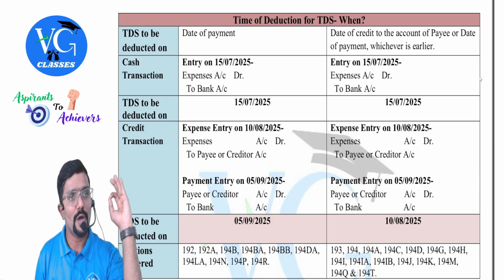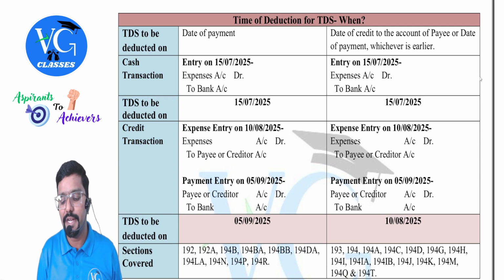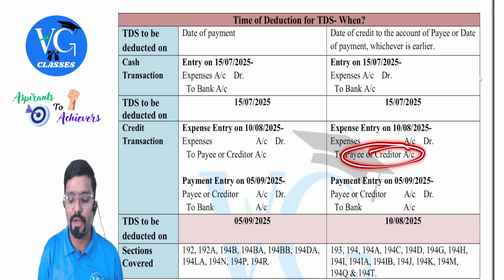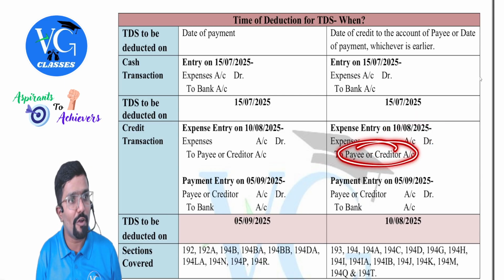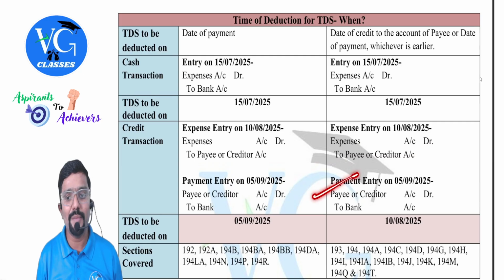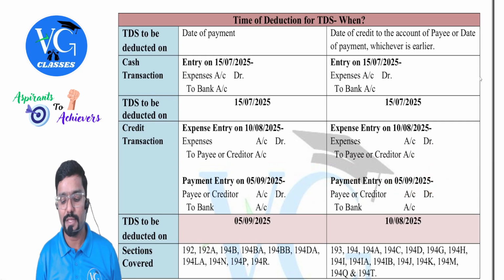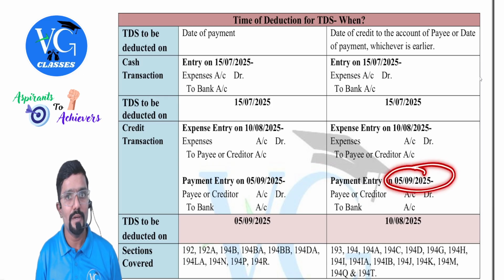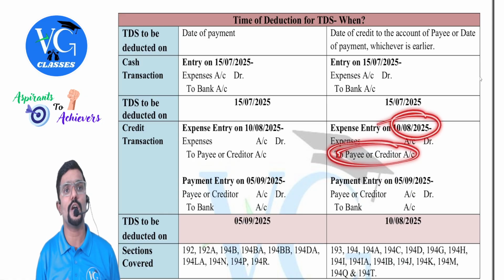Now listen. Assume I am the payer. On what day am I giving the credit to the account of the payee in my books? On 10th August. So the date of credit to the account of the payee in my books is 10th August. But I am making the payment on what day? 5th September. That is payee or creditor to bank. Payment is clear. So the date of payment is 5th September, whereas the date of credit to the account of the payee is 10th August.